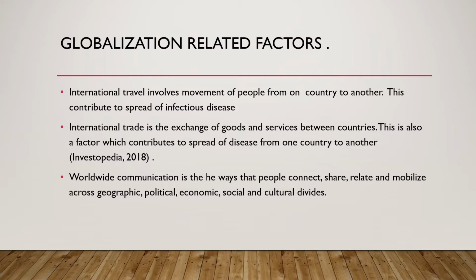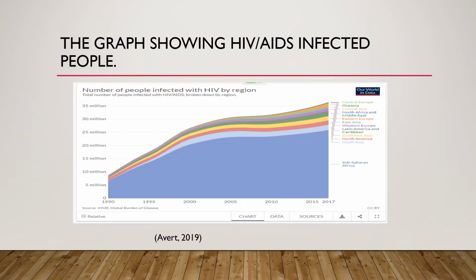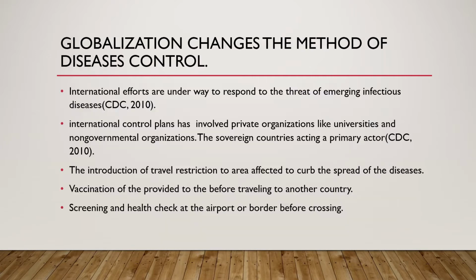So let's move on. This is a graph showing the number of people who have been affected by HIV by region. We have different regions, as you can see here, such as Southern Asia, North America, and so on. As you can see, the cases from 1990 keep rising day in, day out to 2017.